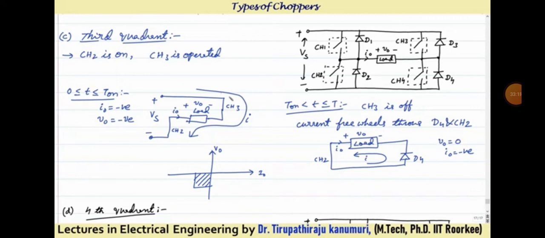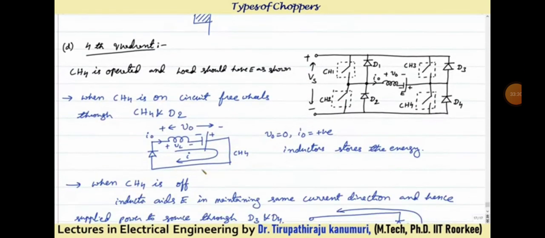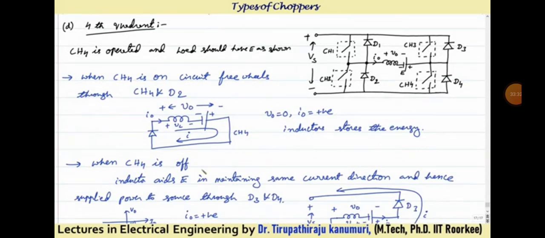So you can observe that by using this operation, we get the third quadrant: V0 is negative and I0 is also negative. Next, coming to the last one, that is the fourth quadrant. How do we operate in the fourth quadrant? CH4 should operate in this case.